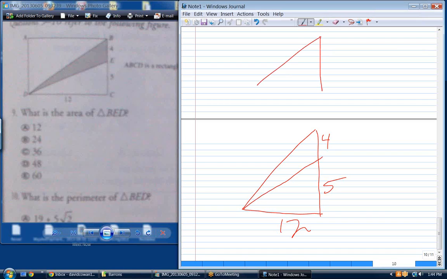Well, it's 9 and 12. Always look for your 3, 4, 5 triangle. Yeah, so 9, that is 3 times 3, so it would be 15. Okay. So this is 15. And what is this measurement right here?